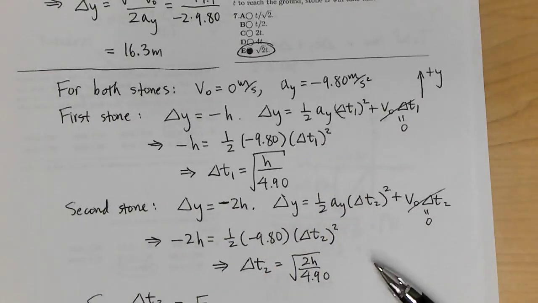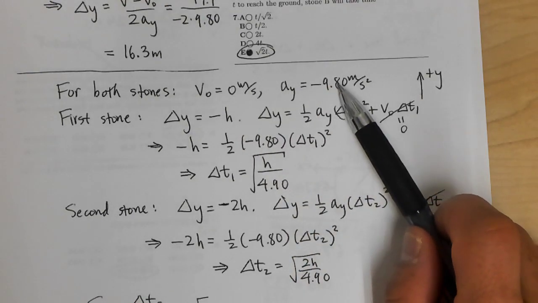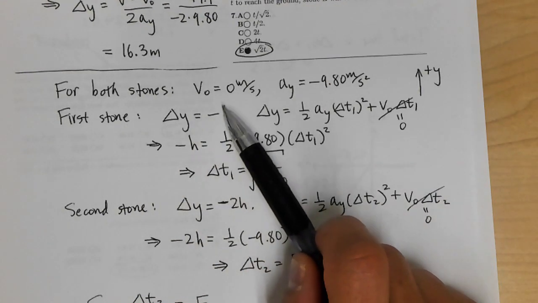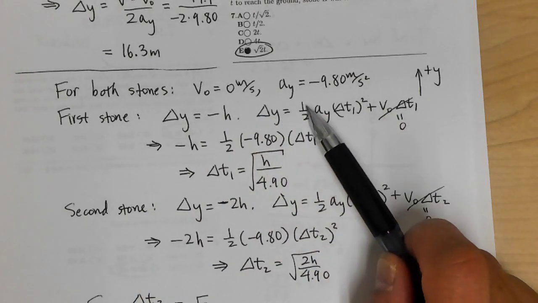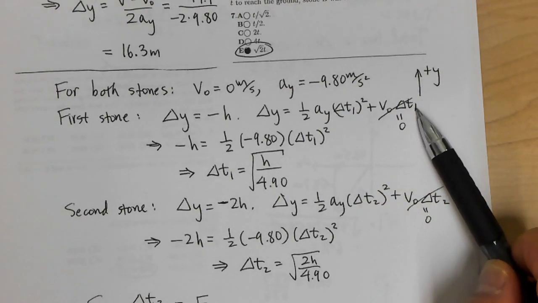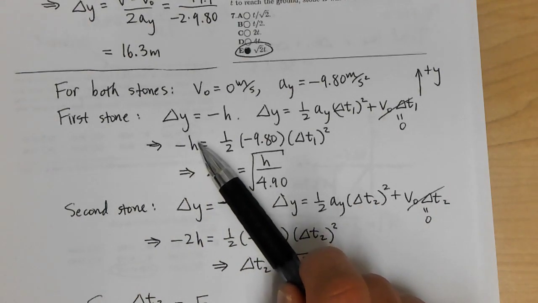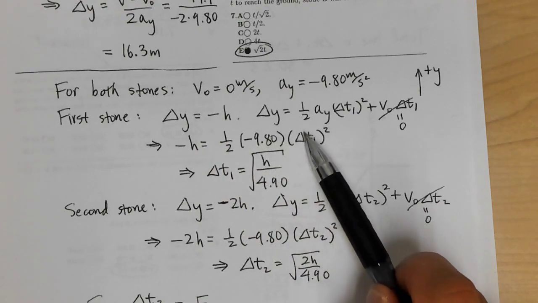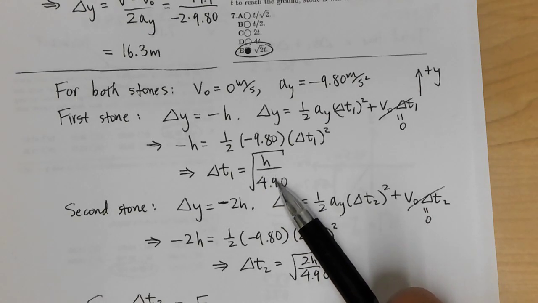Okay, so it starts off for both stones that the initial velocity is 0 in the y direction, a_y is negative 9.8. So let's do the first stone. Delta y is negative h. That's how far it falls in this time. Delta y is equal to 1/2 a_y delta t1 squared plus v0 delta t1, so we can solve for delta t1. We have negative h is equal to 1/2 times negative 9.80 times delta t1 squared. So delta t1 is equal to the square root of h over 4.9, or the square root of 2h over g.